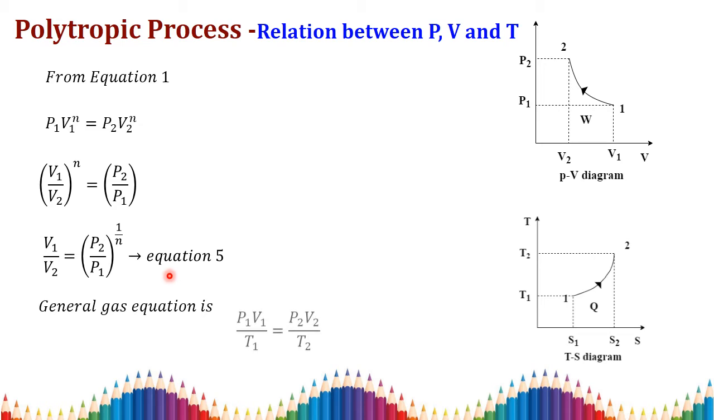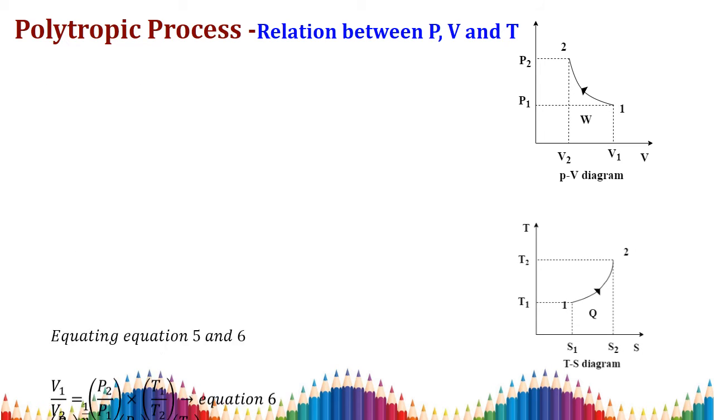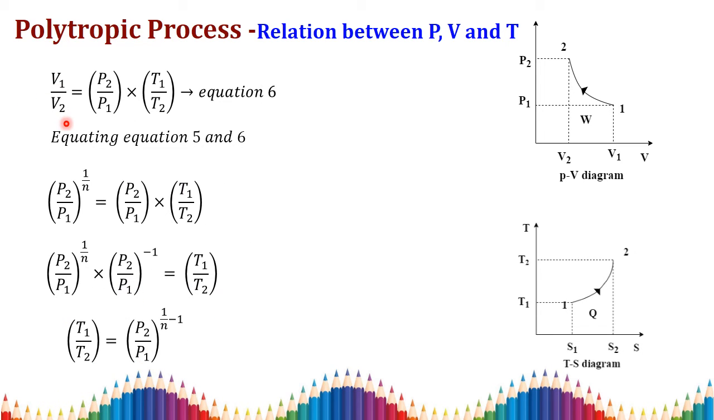Then again from your general gas equation, P1 V1 by T1 is equal to P2 V2 by T2. From this equation I am going to find V1 by V2. So V1 by V2 is equal to P2 by P1 into T1 by T2. Consider this equation as 6. In the previous equation number 5 we found V1 by V2 as P2 by P1 whole to the power of 1 by n. We can equate equation 5 and equation 6. Similar to the previous slides, from this also we find T1 by T2.